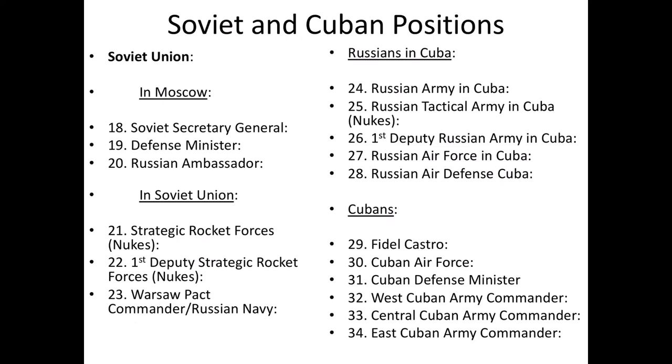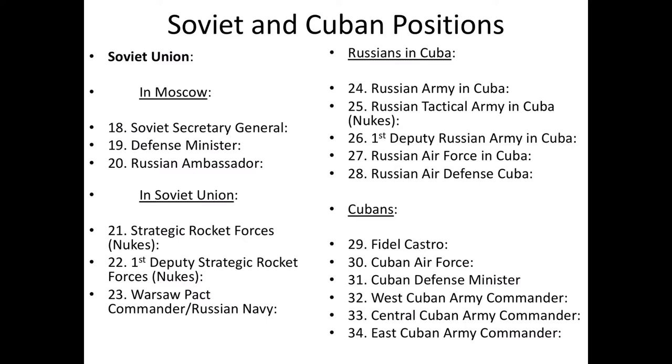The Soviet and Cuban positions are broken up into those located in the Soviet Union and those located in Cuba. Once a quarantine goes into effect, there may be no communications between those in Cuba and those in the Soviet Union. And if any policy cards are played, those in Cuba have precedence over those in the Soviet Union. So in the Soviet Union, you have the Soviet leader, the Secretary General, you've got the Defense Minister. Through the Defense Minister is communicated all of the information from the Soviet military, both in the Soviet Union and in Cuba. The Russian ambassador has a special role. He or she may communicate directly with Robert Kennedy, who is John F. Kennedy's brother. And so there's a special channel that was in effect during the crisis.